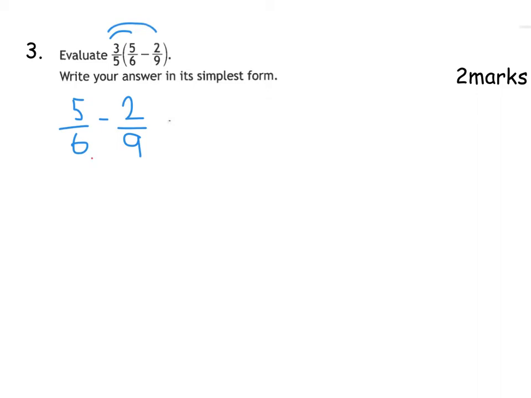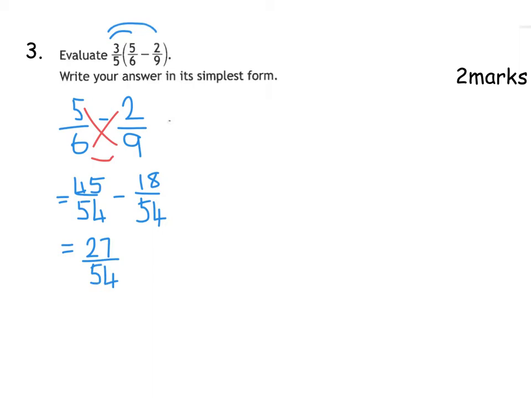smile and the kiss. The kiss part means you multiply these 2 together, giving you 54 on the bottom for each fraction. And the kiss part means you do 5 times 9 is 45. And then you do 6 times 2 is 18. And then you do 45 take away 18, which is 27 over 54.